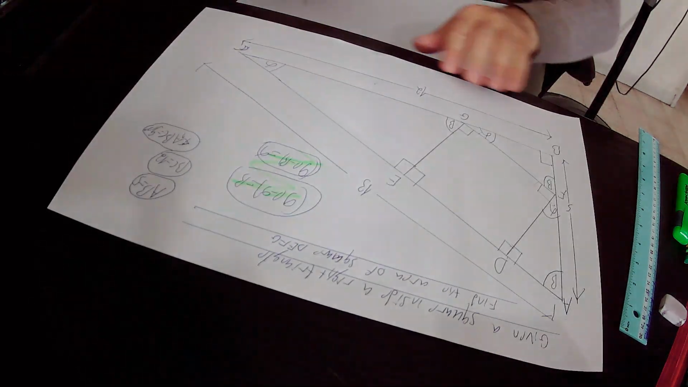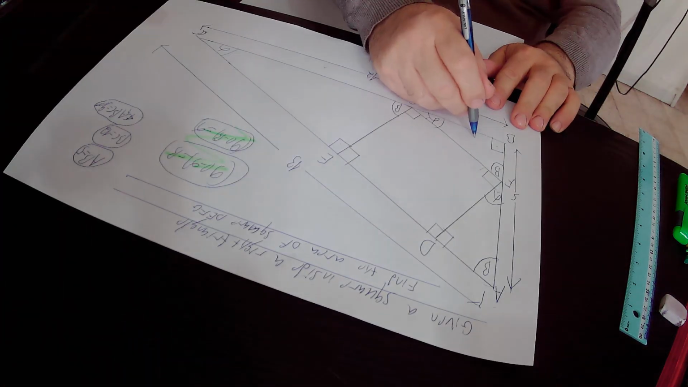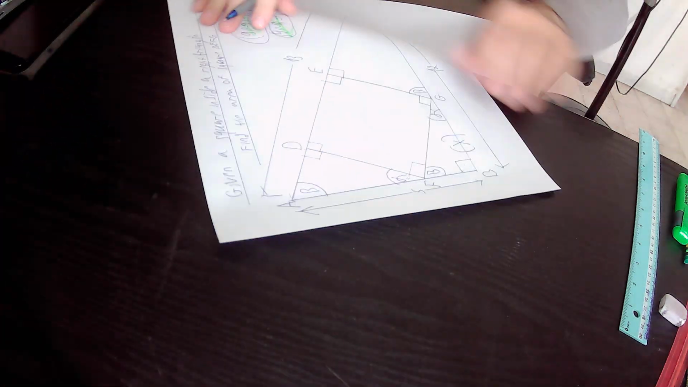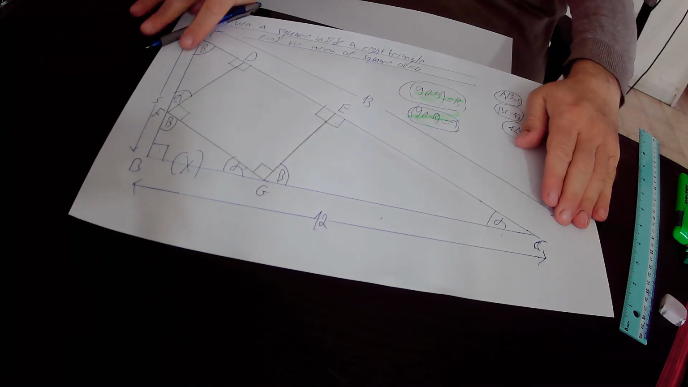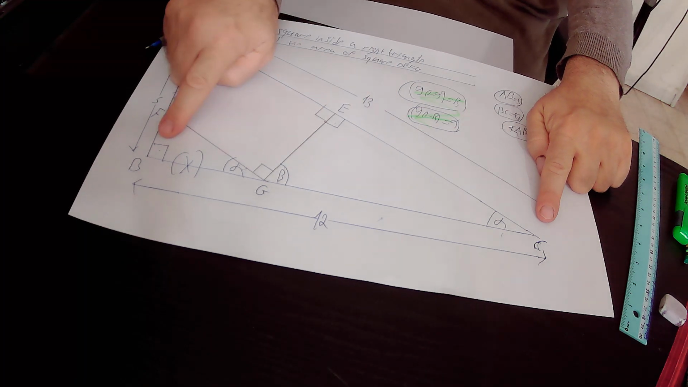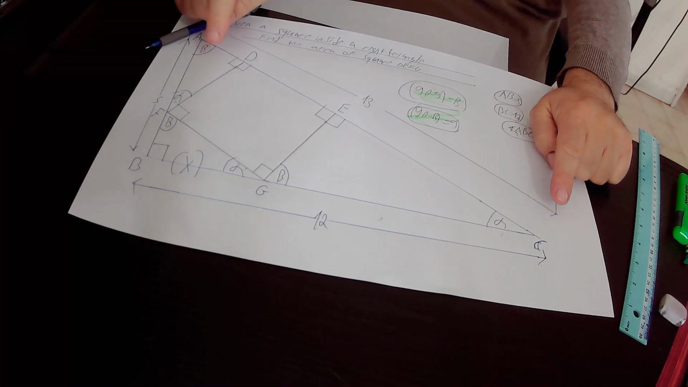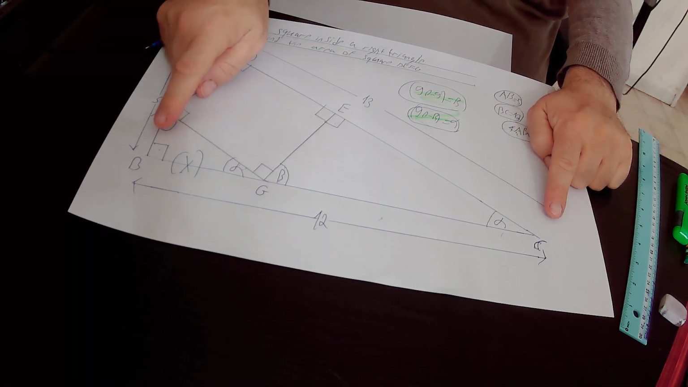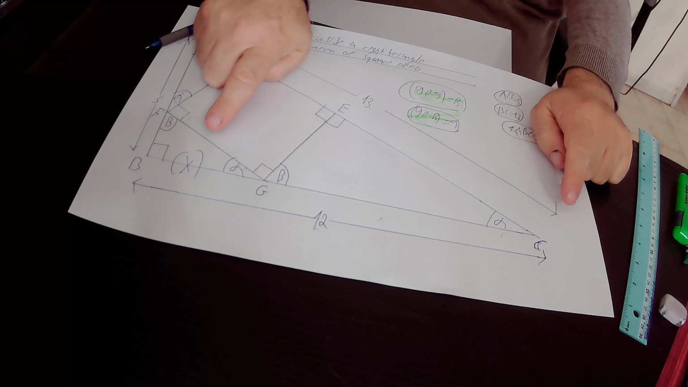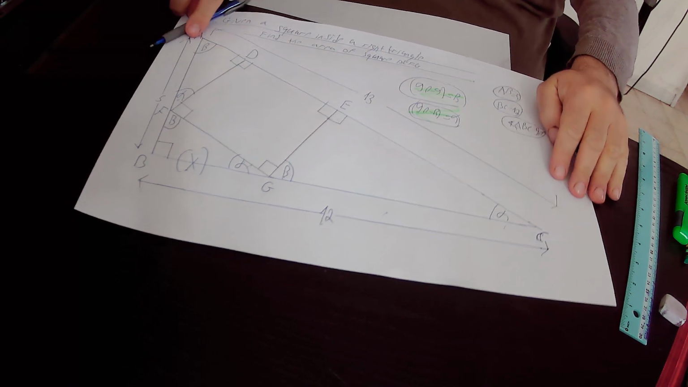First of all, we define side BG of the small right triangle FBG as X. So what is the length of side GC? GC equals BC minus BG. So GC equals BC, that is 12, minus BG, that is X. In total, GC equals 12 minus X.